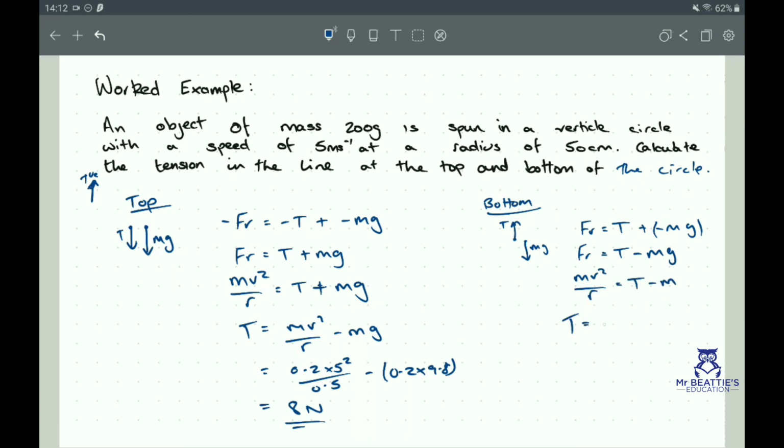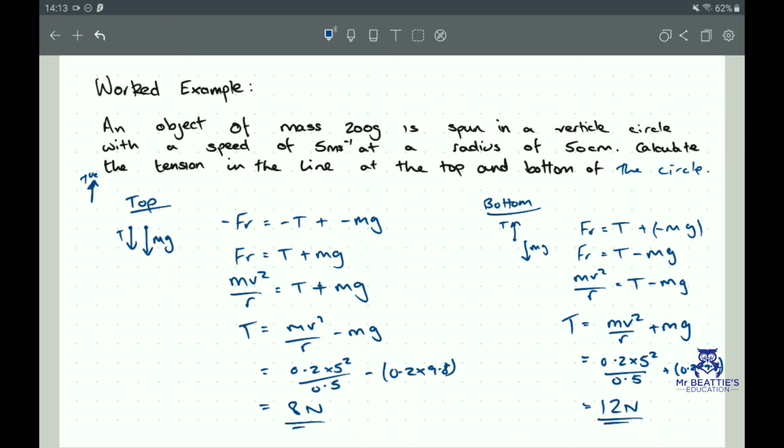So T will be equal to mv squared over r plus mg, because change side, change sign. We substitute in our numbers, 0.2 times 5 squared divided by 0.5 plus 0.2 times 9.8, and that's going to be equal to 11.96 in the calculator, so I'm going to round it to 12 newtons.